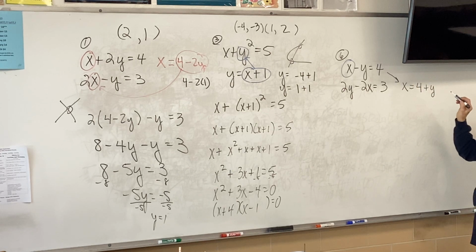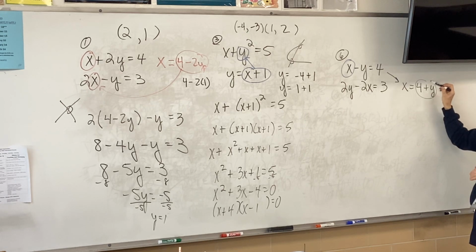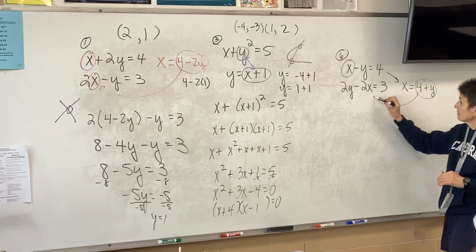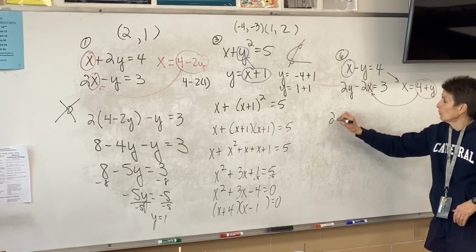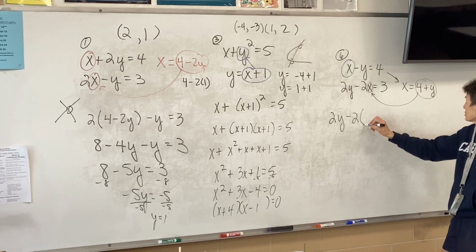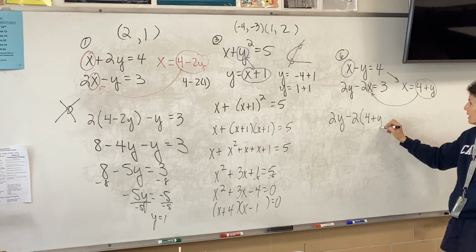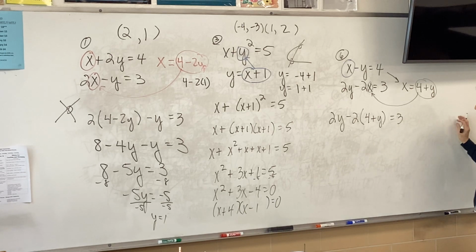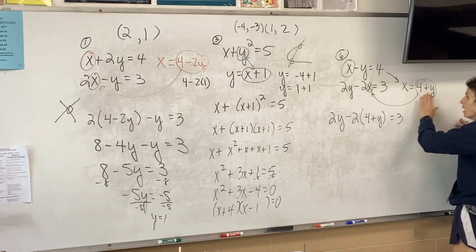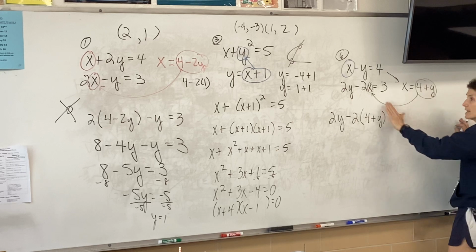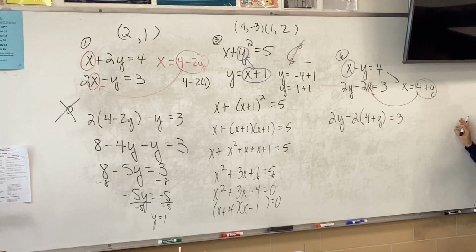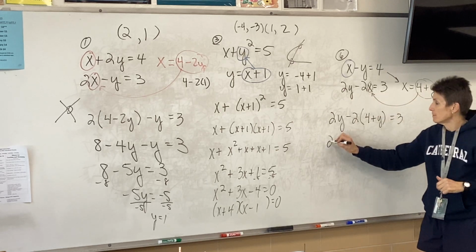And then I'm going to take this right here and plug it in for my x value right here. So I have 2 times x minus 2 times 4 plus y equals 3. So I took my top equation, added y, that gives me x equals. I took the x equals thing and plugged it into my other equation, and now I'm going to do the distributive.